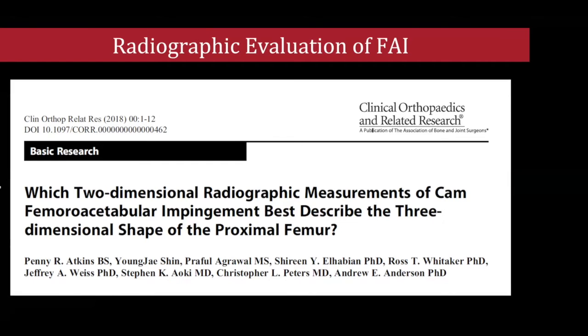Even more recently, what we've tried to do is bring shape modeling into a quote unquote clinical journal, so that we can show that there's value in these shape models in terms of potentially changing clinical practice. And so we've really focused mostly on radiographic evaluation of FAI in this context.